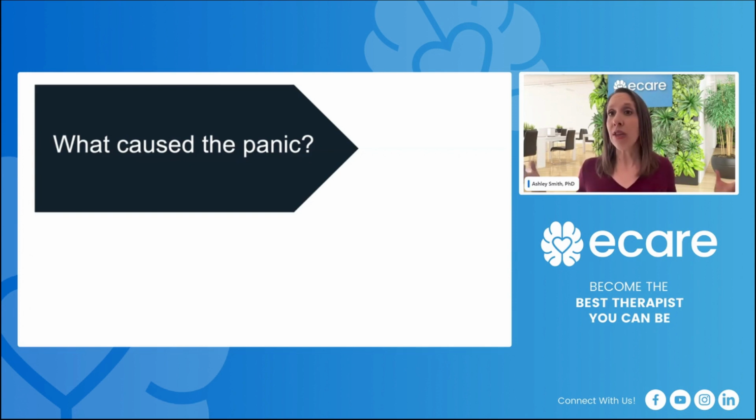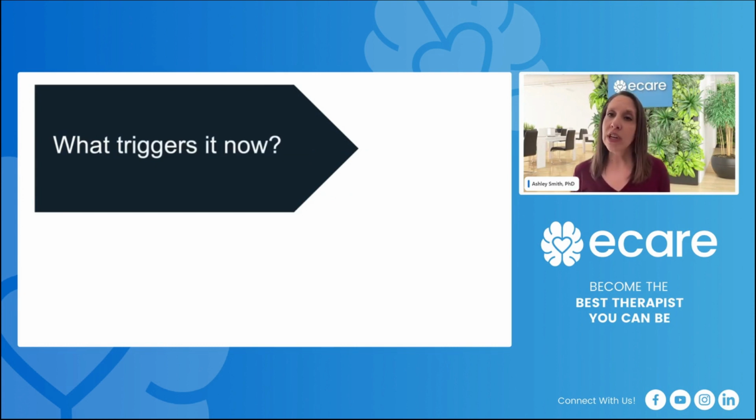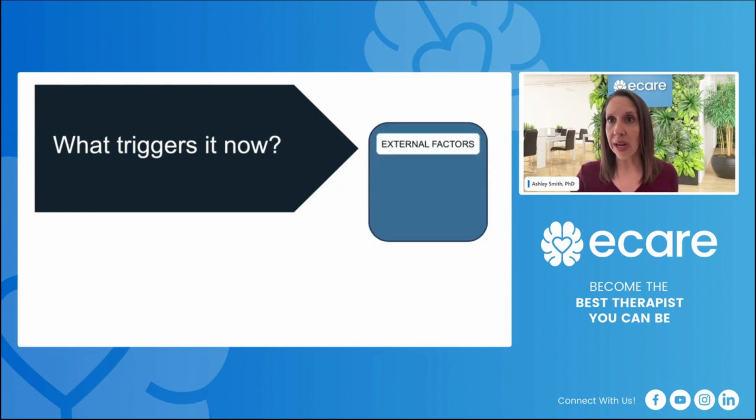Did it come out of the blue? They're minding their own business and bam, get hit with a panic attack. What started it in the first place, if we can tell? And I want to know what triggers it now. What do you know? What are you avoiding? Right? What are the things that tend to set off your panic at this point? And they might know and they might not.